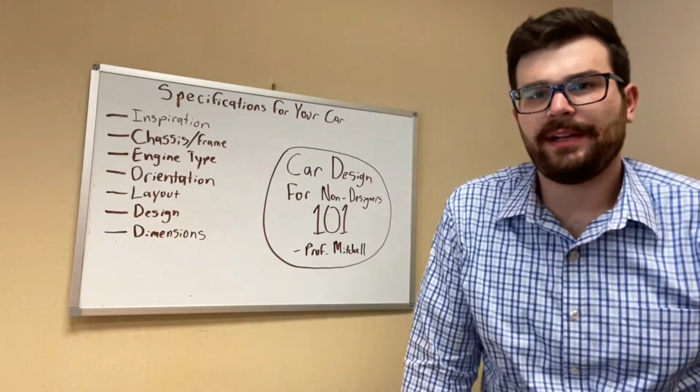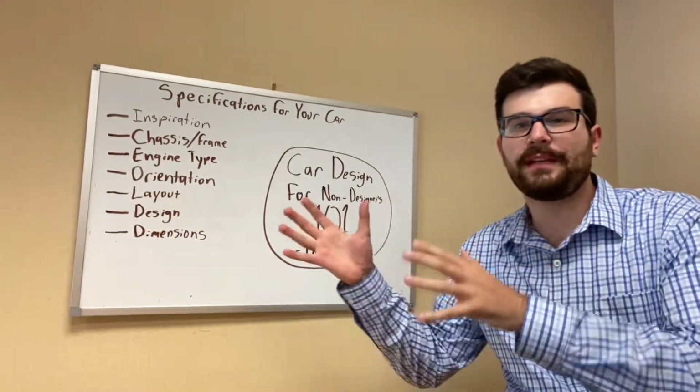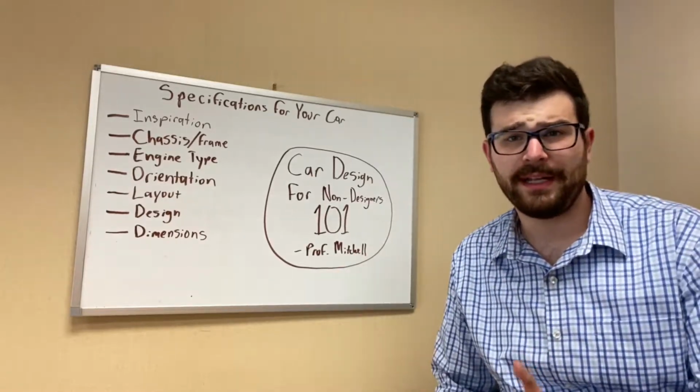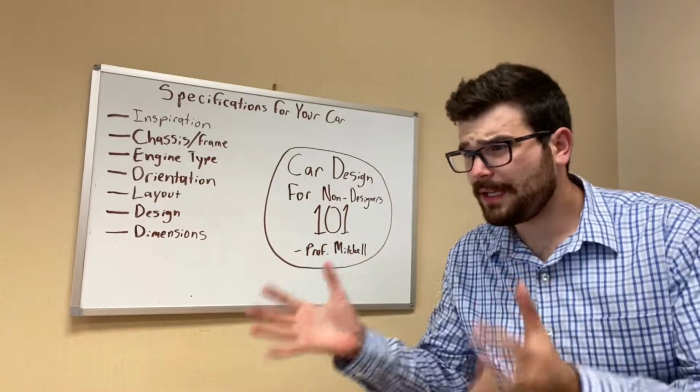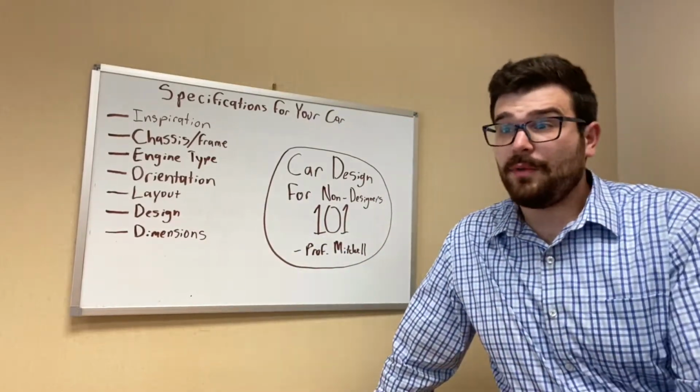Alrighty, so in order to get even to the point where we can design a car, we have to get a few specifications figured out to lay the groundwork for the type of vehicle you want to make. So let's just start from the very beginning. What kind of vehicle do we want to make? What class of vehicle, what body style?